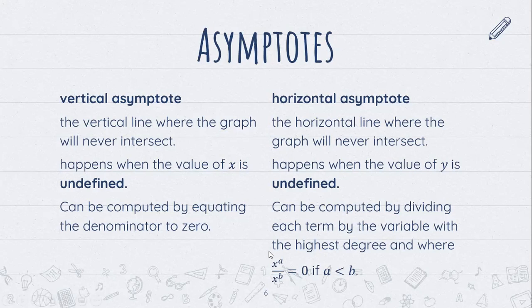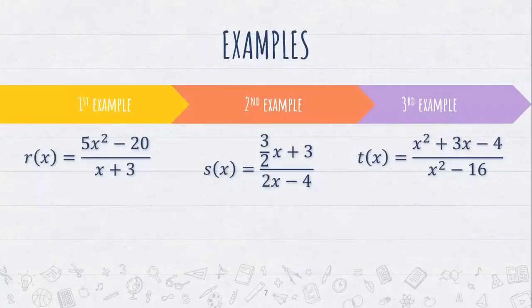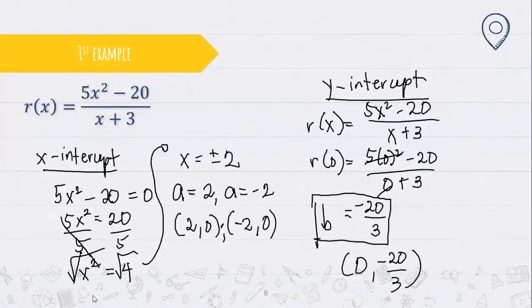Ayan. Can be computed by dividing each term by the variable with the highest degree and where x raised to a over x raised to b is equal to 0 if a is less than b. Ayan. Sir, ano yan? Sige, mamaya na. Basta tandaan nyo lang muna yung vertical asymptote. Sige, let's proceed to our examples.